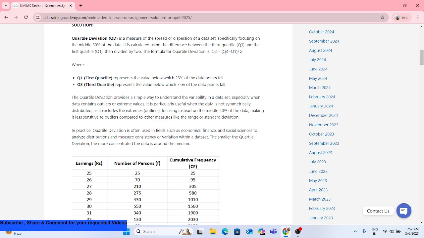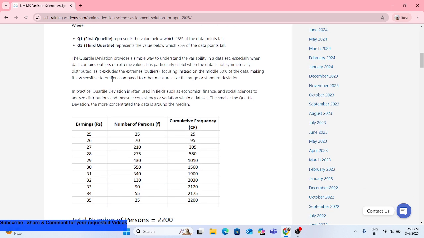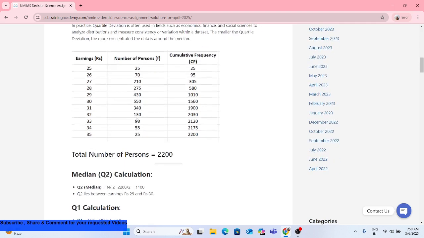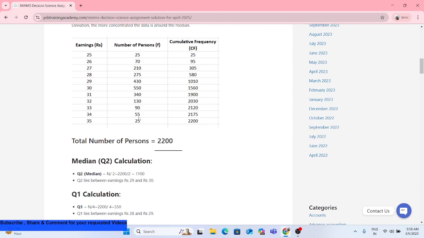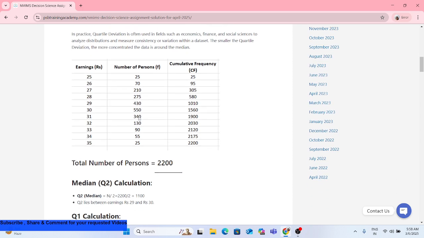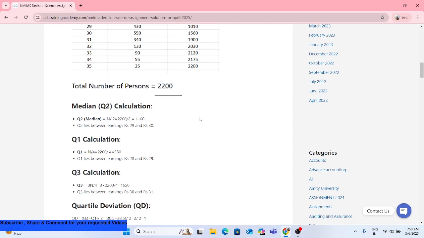It means we divide the data into quartiles as Q1, Q2, Q3, Q4, like this. So here we need to find out the first quartile and the third quartile. Fine. Once we calculate with the formula, we'll get this. This is the earnings, this is the number of persons, and this is the cumulative frequency.